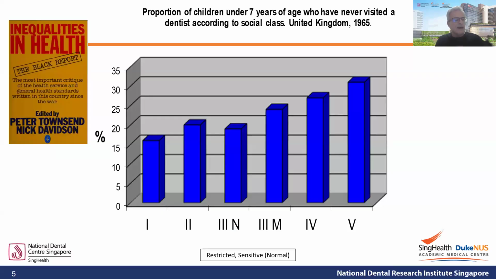So interesting, this slide is a well-known example of this kind of approach, showing the impact of social class on the percentage of children under the age of 7 who never visit a dentist in the UK. This data came from the Black Report, a very famous report about health inequalities in the UK. As you can see, there is a distinct socioeconomic gradient, indicating that children from high social class were more likely to utilize dental services compared to those from lower social class.